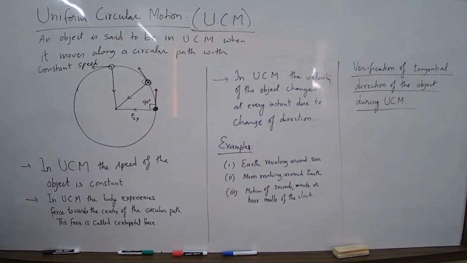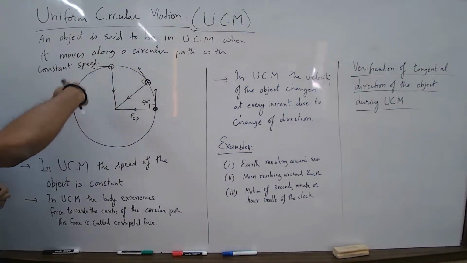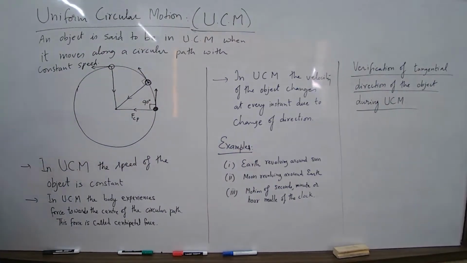So verification of tangential direction of the object. Why are we saying that this object is moving along the tangent? So that we need to verify.